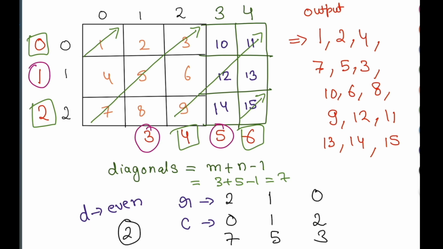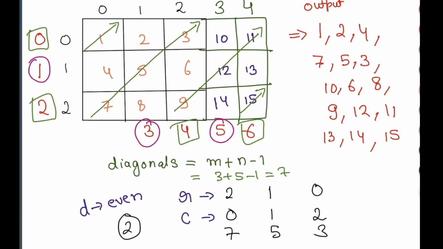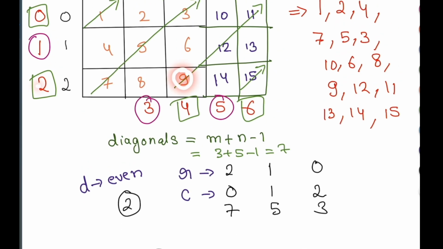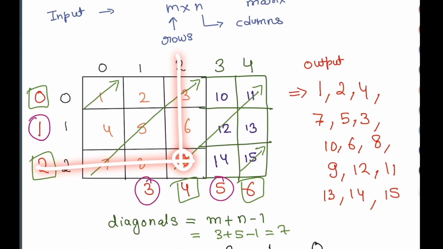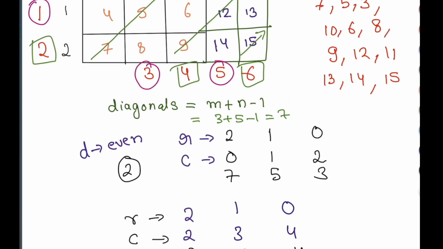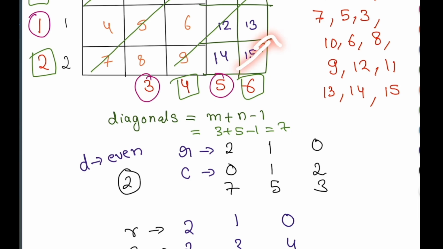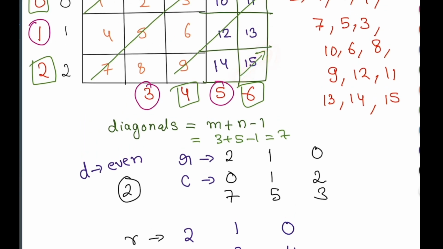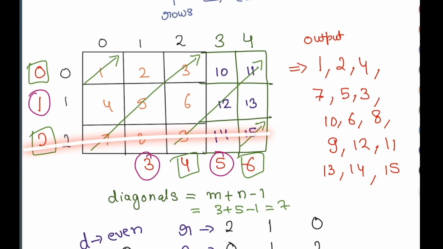Let us see the same example with one more upward direction traversal: 9, then 12, then 11. Now, 9 is row number 2 and column number 2, right? 12 is row number 1, column number 3, and 11 is row number 0, column number 4. Let's go through one more, this particular traversal. Here we have just one data which we are traversing through, which is 15. When going in the upward direction, we traverse just one data, 15, right? It is row number 2, column number 4, right?